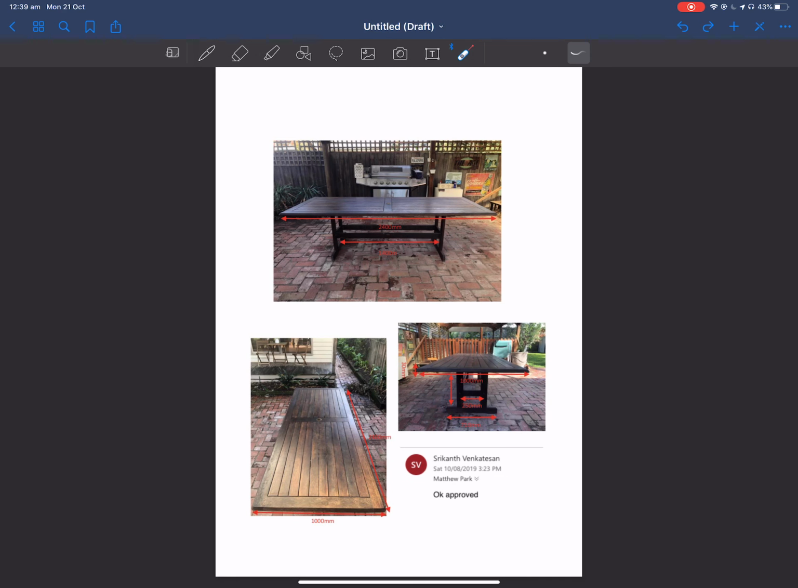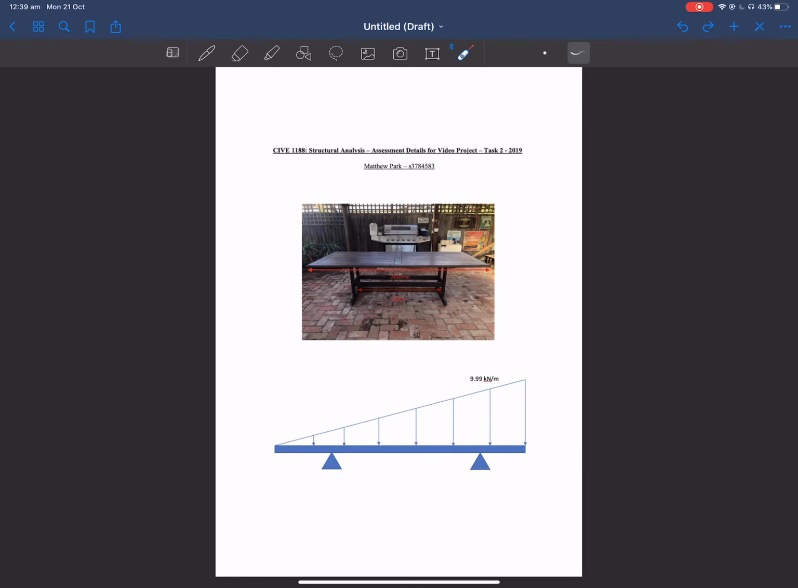It's an outdoor dining table, and I chose it because the supports weren't located at the end of the table. Whilst this is a minimal deciding factor, I thought it was going to be a challenge, but I'd like to overcome it. So this is the basic force diagram I've constructed, illustrating that the distributed load has a 9.99 kilonewton per meter force acting on the right side of the structure.